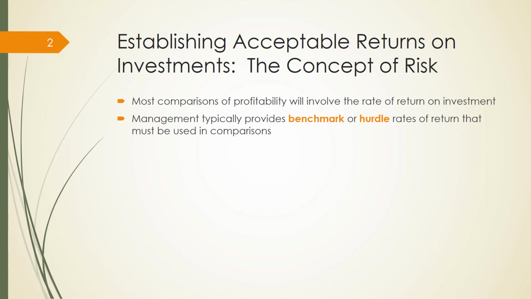Now, most comparisons of profitability are going to involve some sort of rate of return on investment, and generally your management for your company will provide a benchmark rate or a hurdle rate. And this is the rate of return that should be used in comparisons. This is the minimum acceptable rate of return, and often called the MARR.